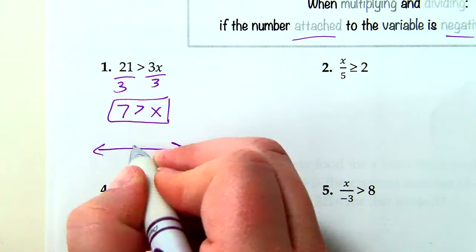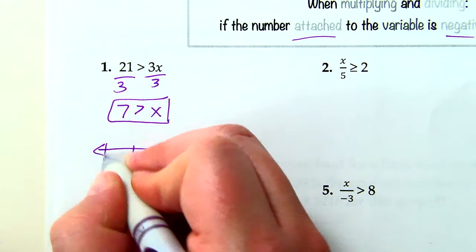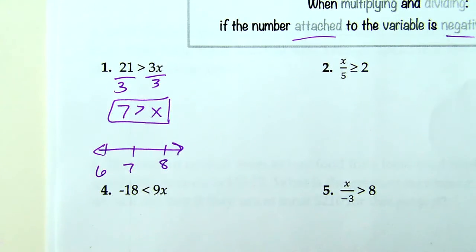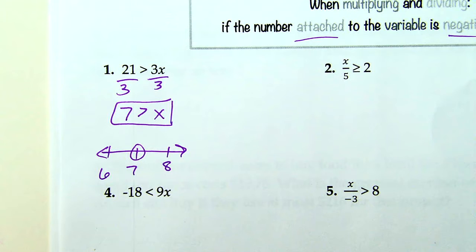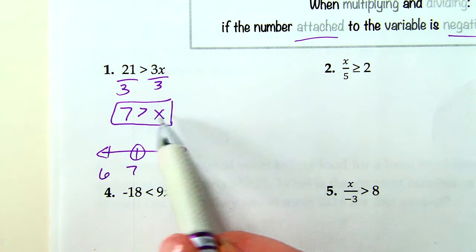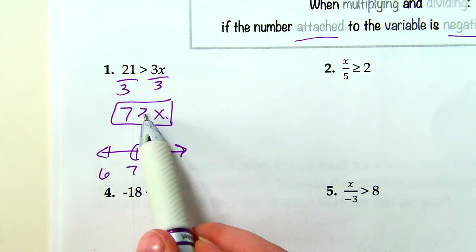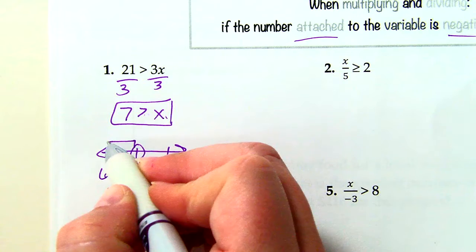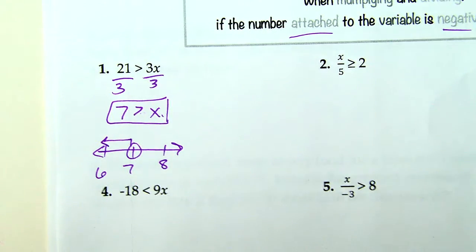So 7 in the middle, one bigger, one smaller. So it's an open circle on 7. Now these are tricky. Since it's backwards, x is less than 7, so it goes towards the 6 because it's less than 7.